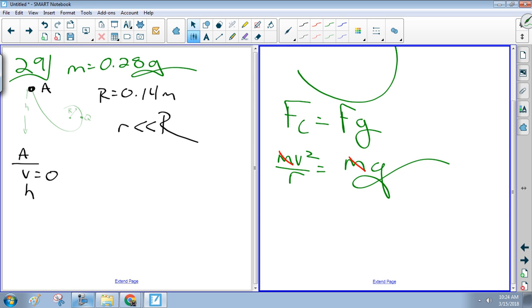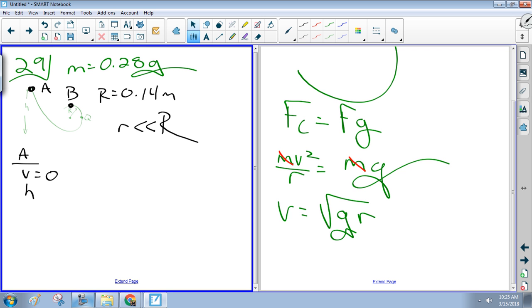So I feel like we can find our v, right? That means that v is just going to be the square root of gR, isn't it? Okay, cool. So that is that. Let's call the top point of this loop where it's about to leave the track point B. So at point B, we've just discovered that our velocity is the square root of gR, right?